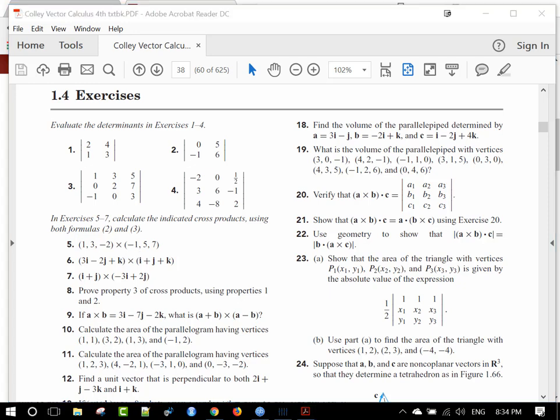Okay, here's one, calculate the area of the parallelogram. We did an example of that. Or actually we did an example of the triangle, but you can do the parallelogram. So you have to find the displacement vectors first.